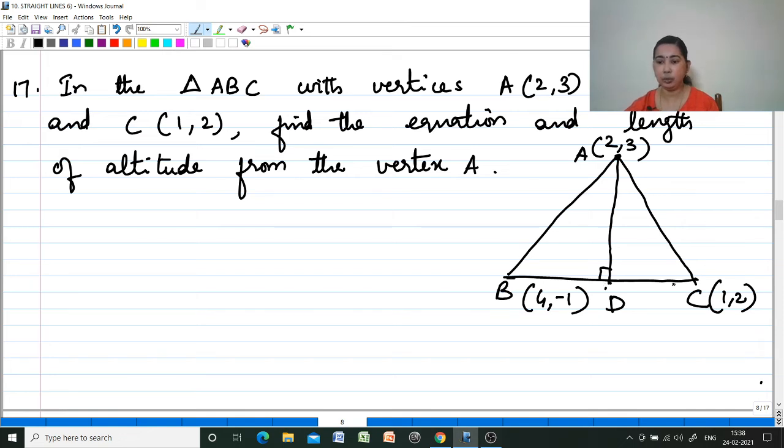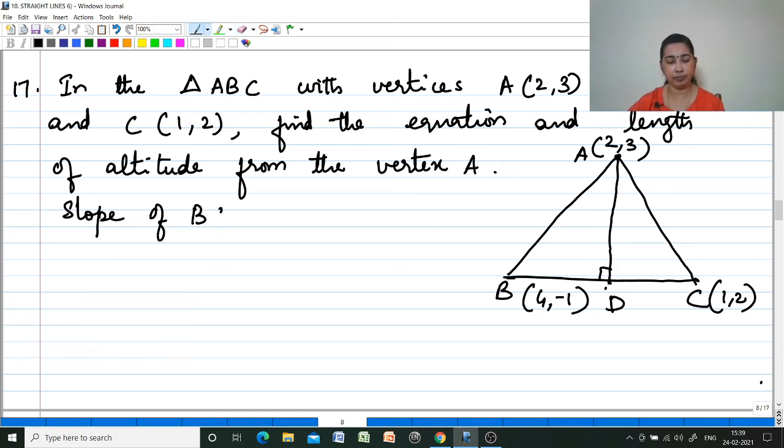Since we know the slope of BC and it is told that AD is the altitude, the slope of BC will be the negative reciprocal of the slope of AD, or vice versa. So we can find the slope of AD. What is the slope of AD? For that we have to find the slope of BC.